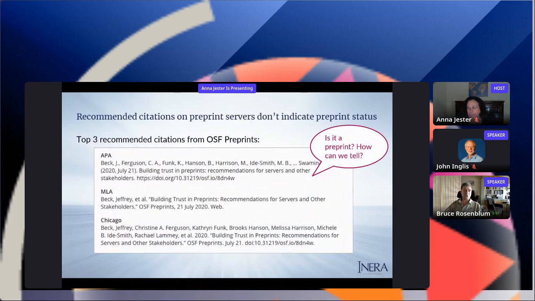The next problem we run into is that recommended citations on preprint servers often don't indicate that an item is a preprint. So here's a preprint actually about preprints, and it's actually a really good paper. I recommend you read it if you're interested in some of the issues around preprints. And they've got APA, MLA, and Chicago style citations. And in none of these, unless you know that OSF Preprints is a preprint server, does it explicitly say that this item is a preprint. And in fact, in the first one, the APA style one, they don't even have the name of the preprint server. Next slide, please.